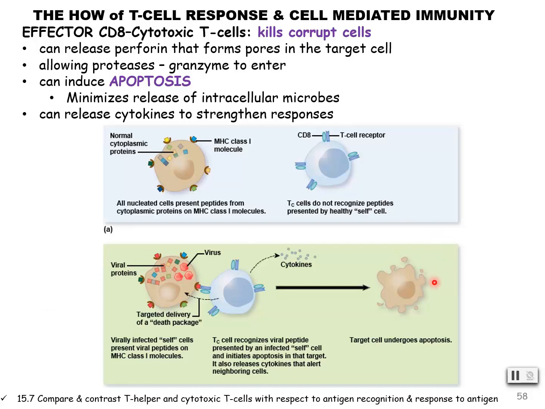Remember, they're just going to basically chop everything up and bleb up into little tiny packets, meaning not release that intracellular pathogen. So don't let loose of those virus particles, don't let loose of that bacteria, whatever it may be, intracellular. And then the macrophages will come along and eat it. An activated cytotoxic cell can then also release cytokines to alert the neighboring cells. And so once again, the cells of the immune system communicate through cytokines.